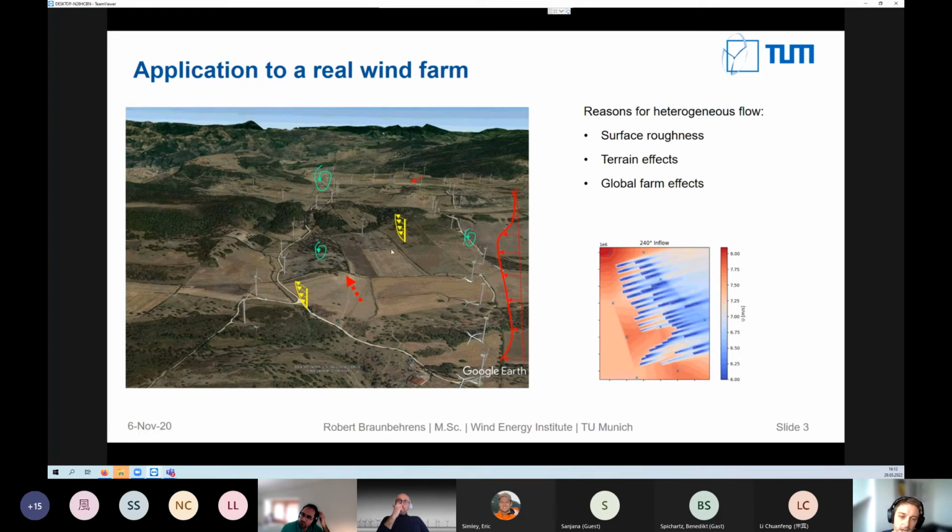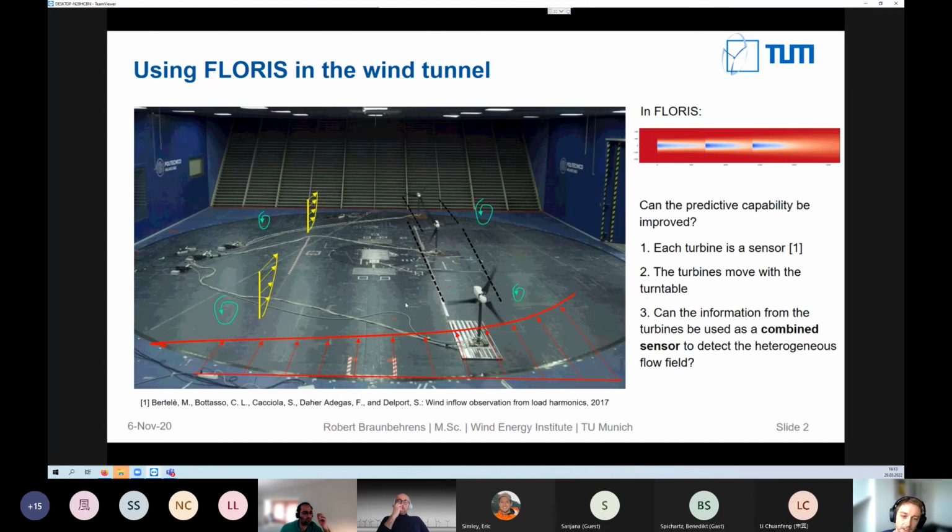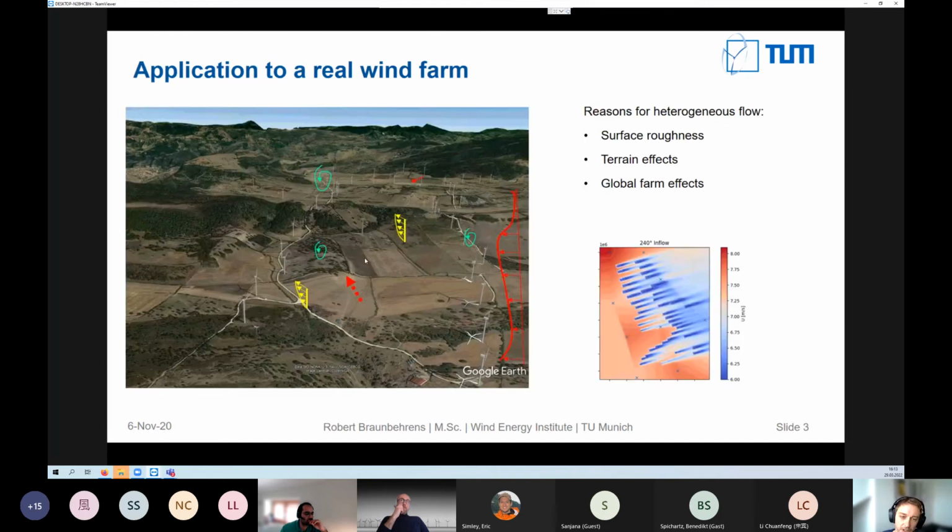Additionally, you could also have, that's also something you don't have in the wind tunnel, a change in wind direction on the farm. If the farm is large enough, maybe this is represented by these arrows here. Here in this part of the farm, the wind has a slightly different component in the direction than on the southern end of the farm. And this is also something that you can incorporate into FLORIS if you want.